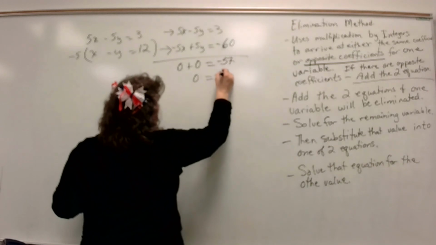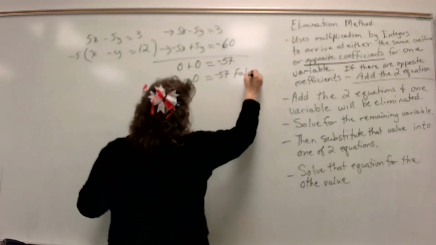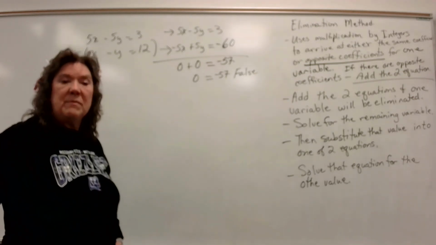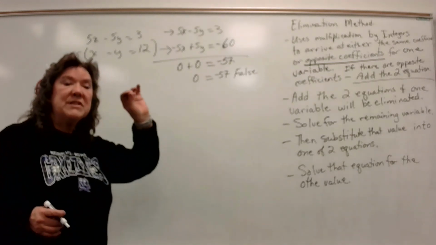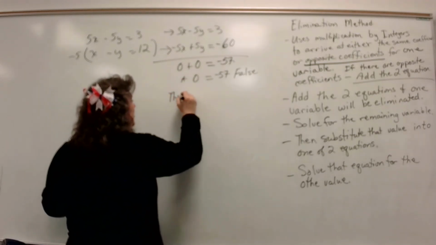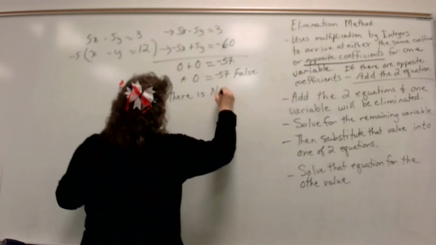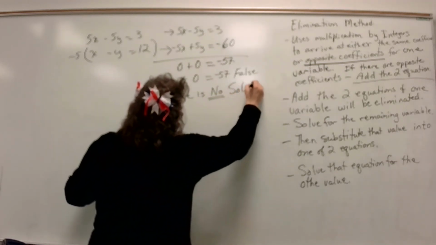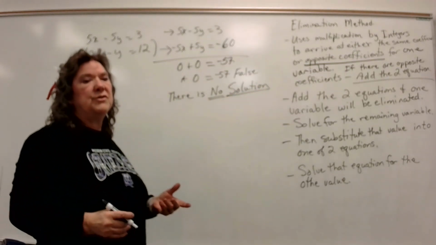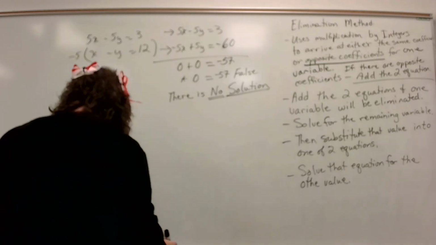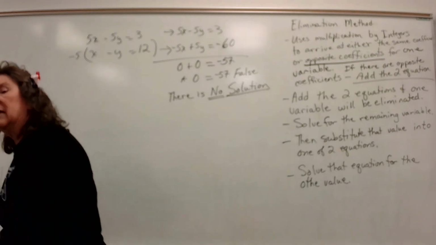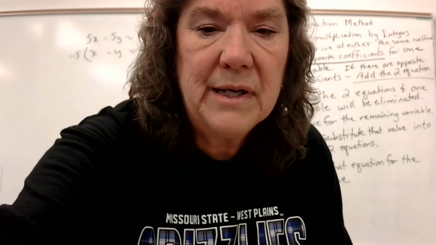0 equals negative 57. This is a false statement. Remember, whenever you end up with a false statement, what does that tell you about your solution? It always, always, always tells you that if this is the case, there is no solution. So that is an important thing to remember. If you end up in a false statement, you have no solution to this particular system of equations. All right? And that is the end of that lesson. It was a pretty long one. All right?